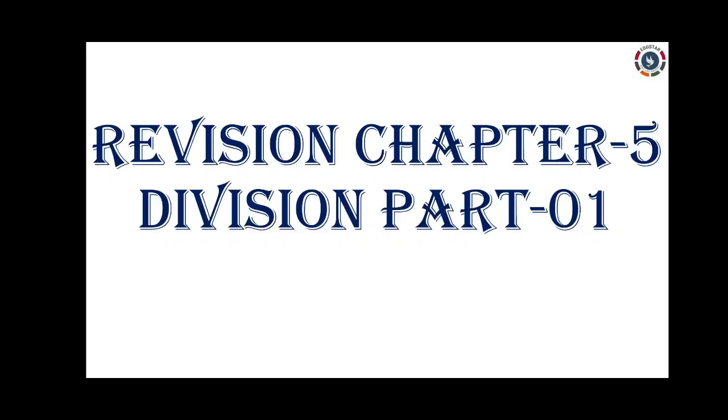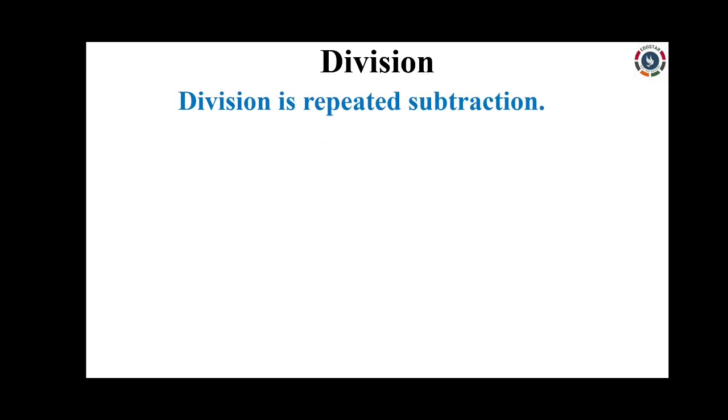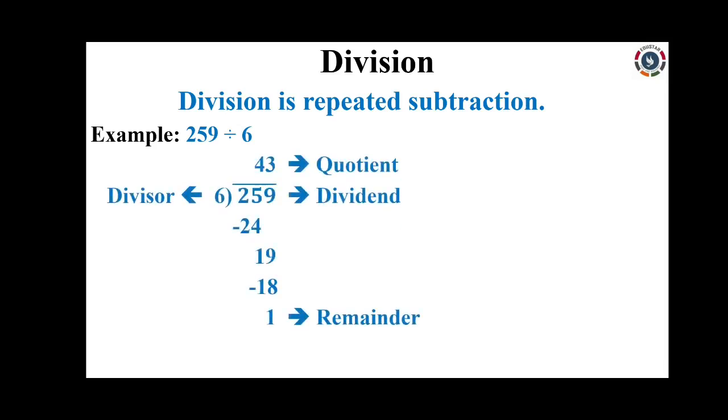Next, revision. Chapter 5, division, part 1. Division is repeated subtraction. Let us see this with an example. 259 divided by 6. Here 259 is going to be divided by 6.